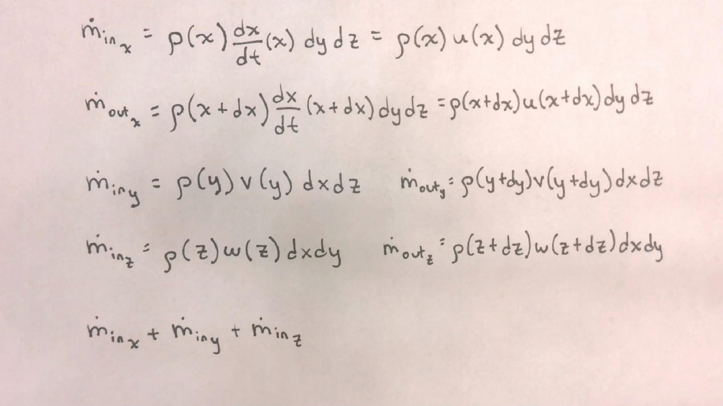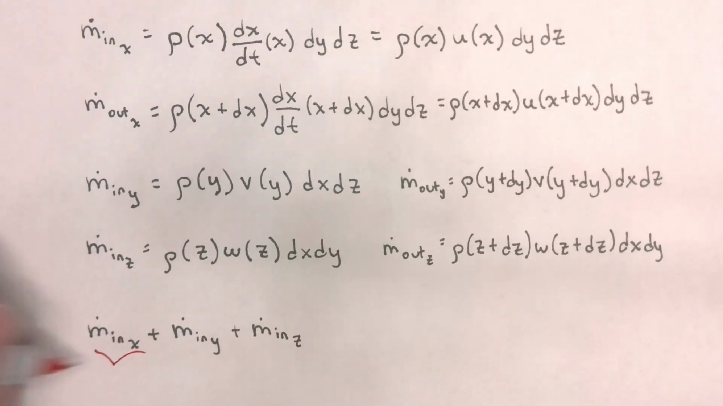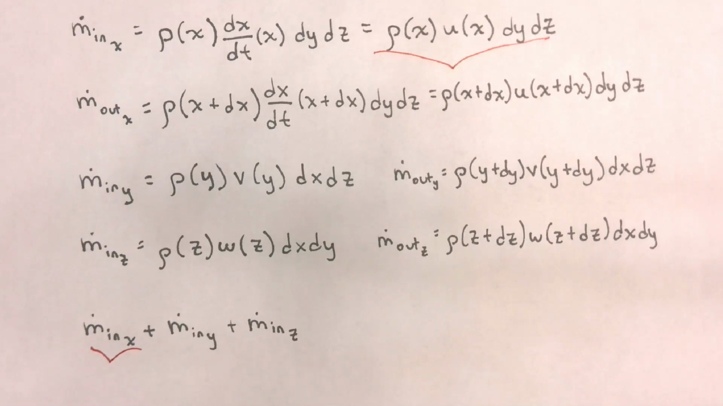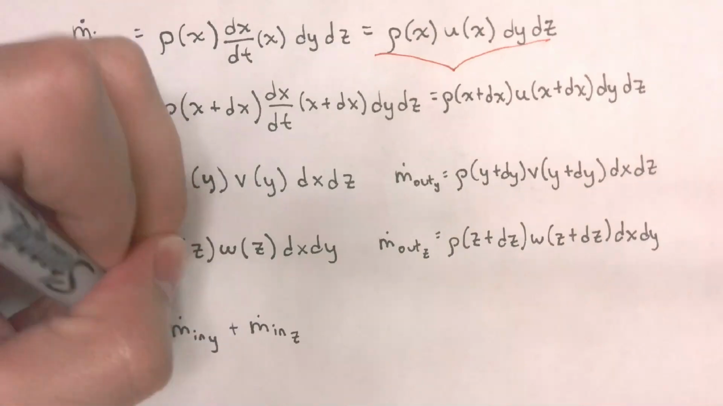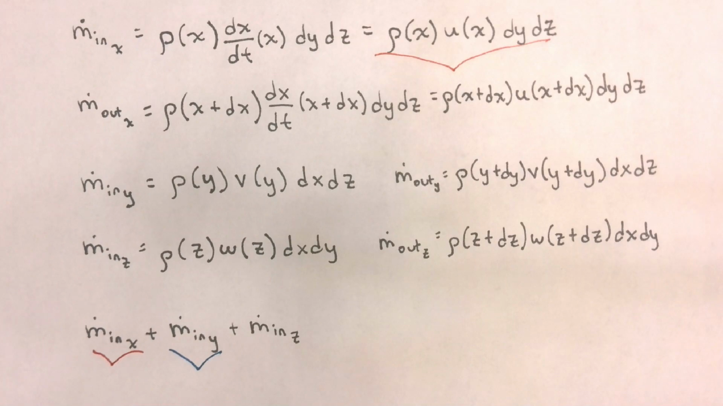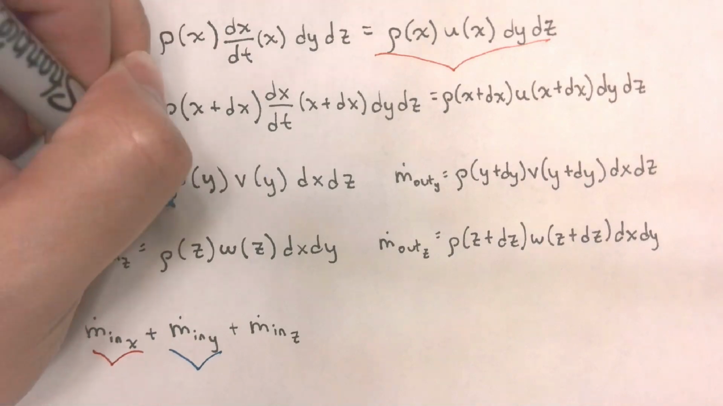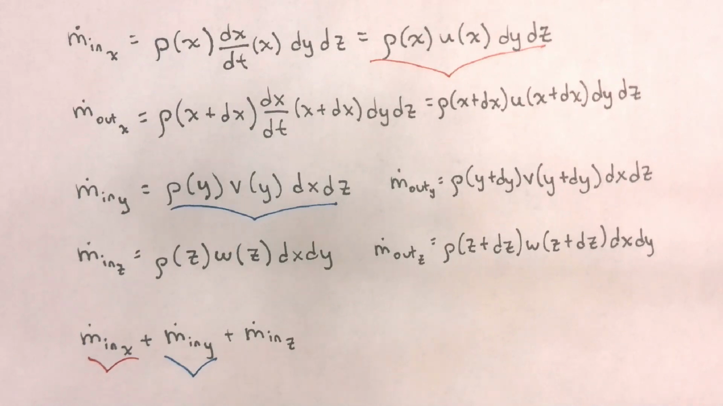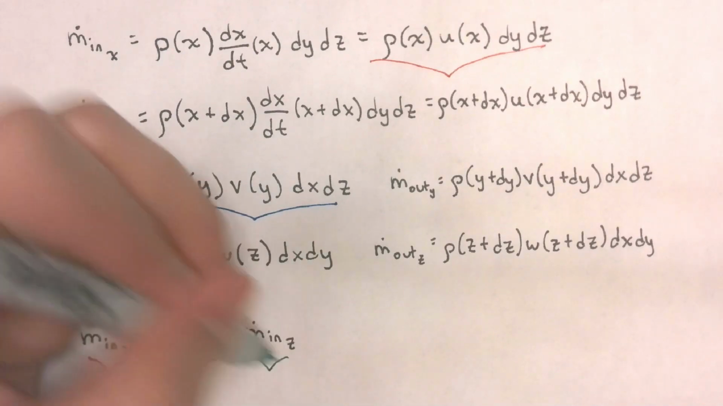where the x component can be found here, the y component is written here, and the z component is written here.